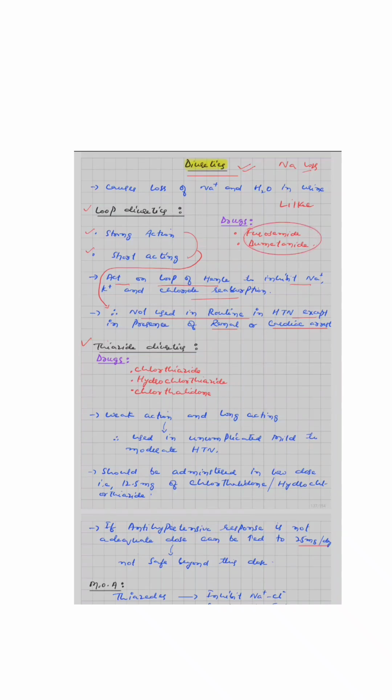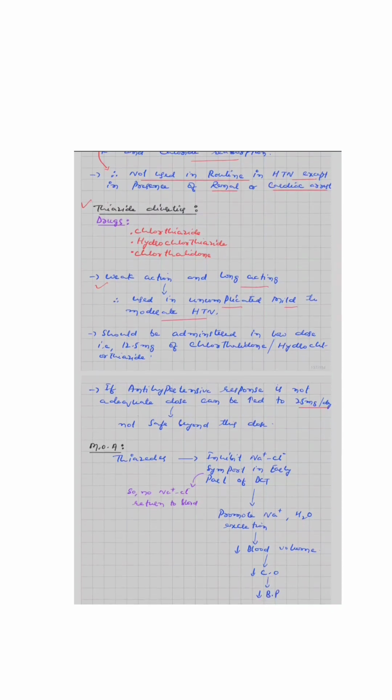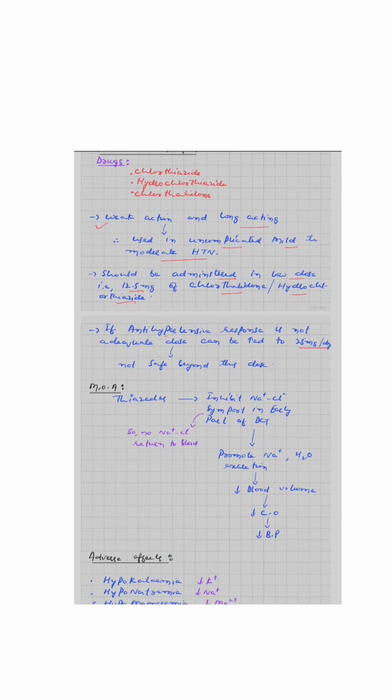Now, talking about the thiazide diuretics. They have weak action and are long-acting, therefore they are used in uncomplicated mild to moderate hypertension. They should be administered in low dose, that is 12.5 mg of chlorthalidone or hydrochlorothiazide. If the antihypertensive response is not adequate, the dose can be increased to 25 mg per day. But beyond this dose is not safe.